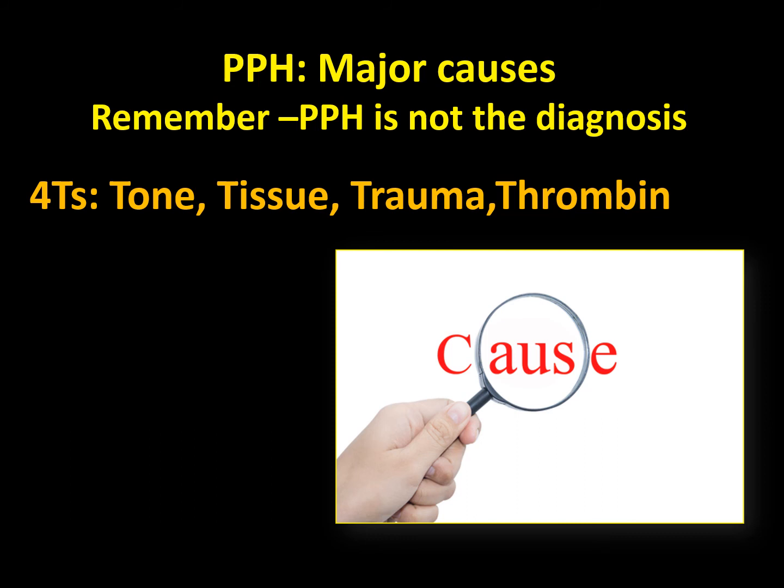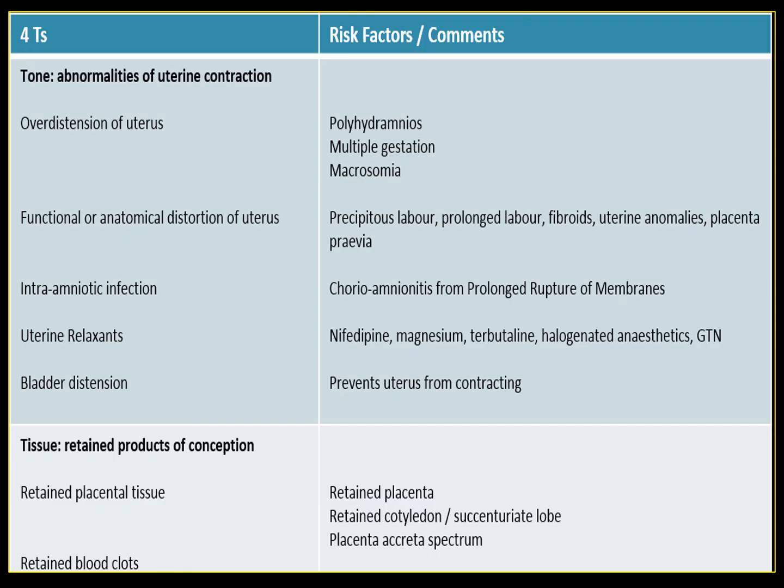So postpartum hemorrhage is not the diagnosis. It is a symptom that requires a diagnosis. The diagnosis, as we said, with the possible causes: tone, tissue, trauma, or thrombin. Tone, abnormalities of the uterine contraction. The uterus will be atonic, and this is why patients will have postpartum hemorrhage. This accounts for 70% of the cases, in some references 90%.